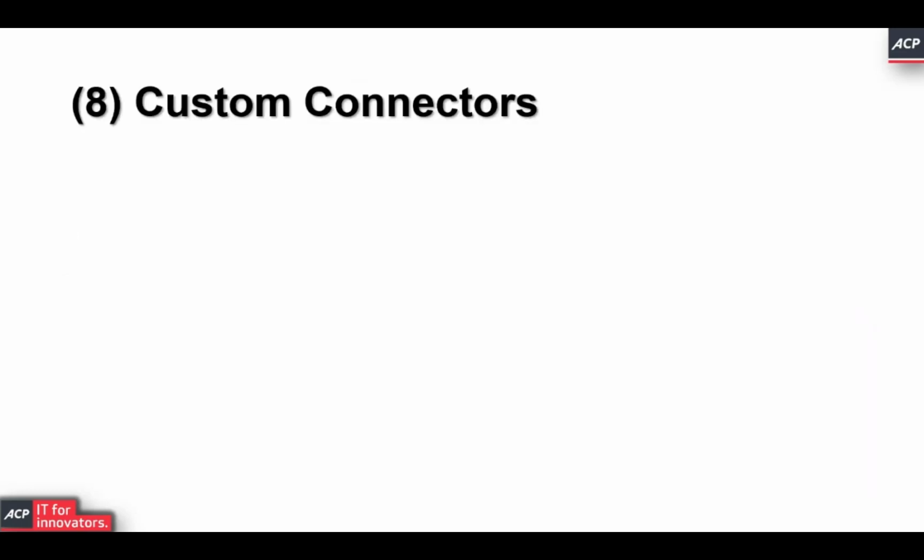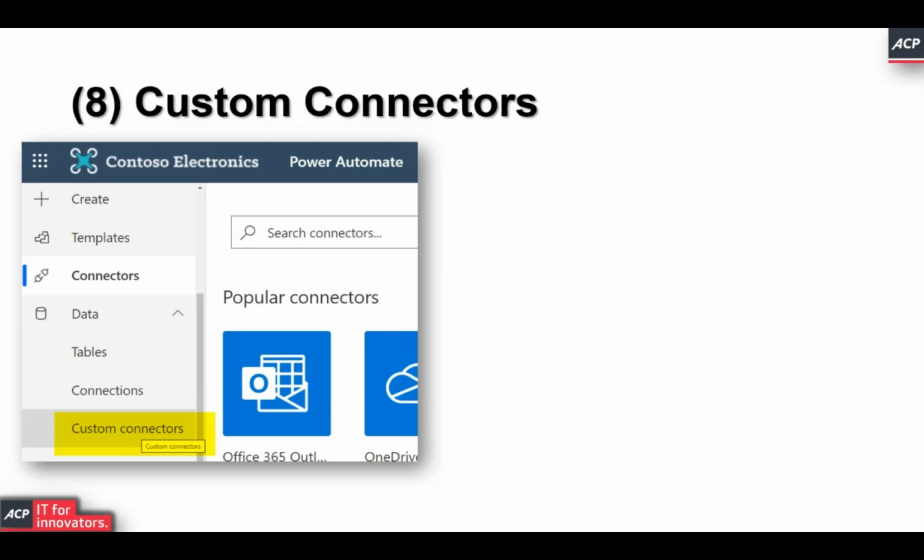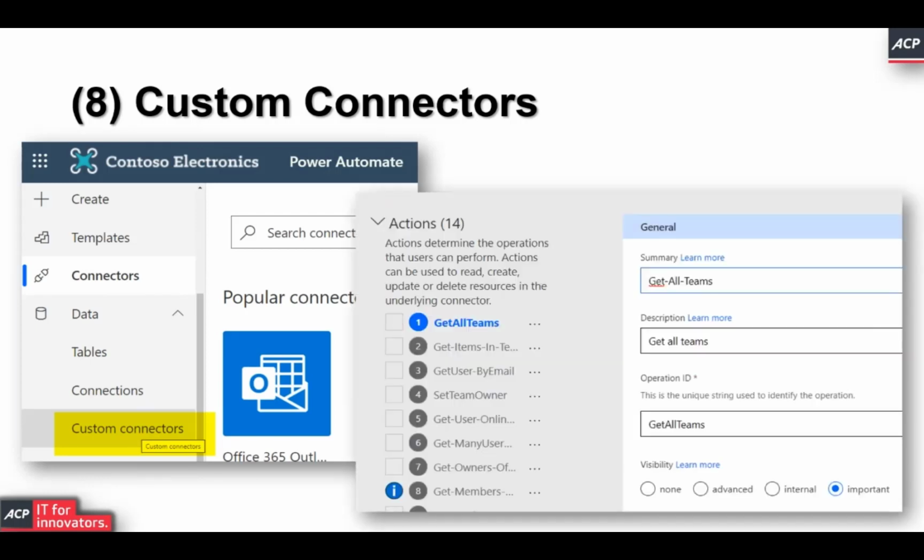Eighth tip for you is the use of custom connectors. I won't go into detail how to create a custom connector. Again, that would be a topic in its own right, but I just want to be an advocate for using custom connectors. Basically, what custom connectors do is you can see it in Power Automate in the Data tab in Custom Connectors. You can build your own connectors to a specific service.